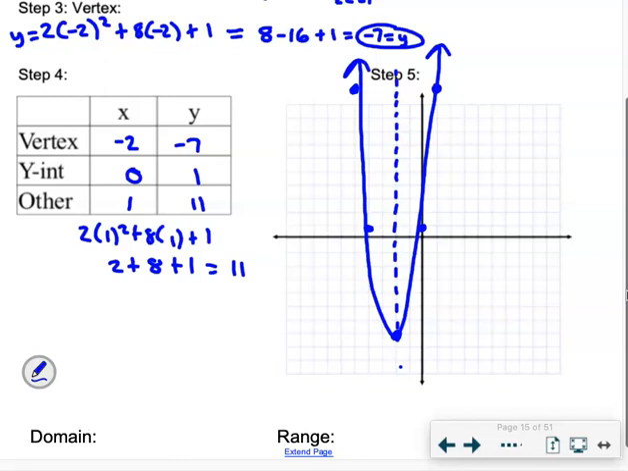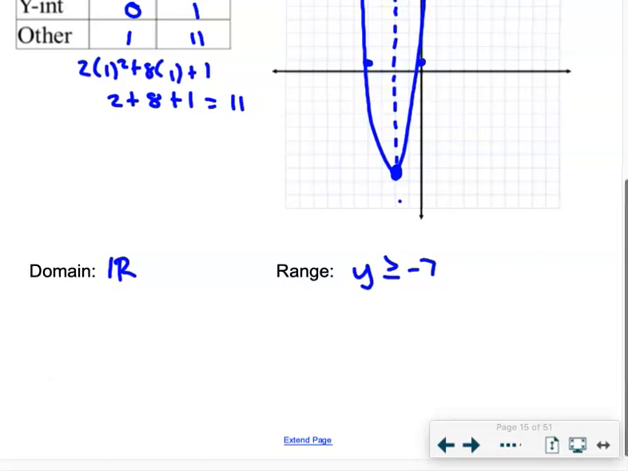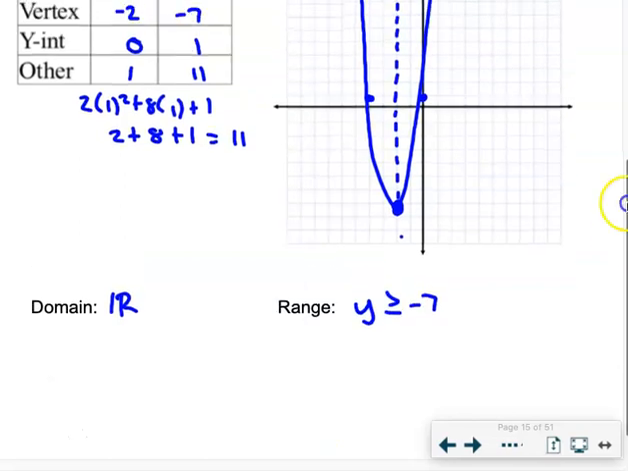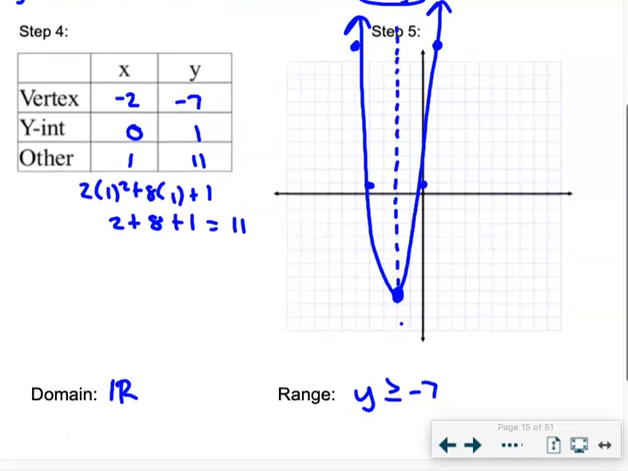The domain is all real numbers. The range is going to be greater than or equal to this time because I have a minimum here. The smallest y ever got was negative 7. So hopefully you're able to do some of those steps correctly. Go ahead and try on the assignment to get some of these done. It's a bit of a process, but if you can remember negative b over 2a, it seems to go pretty well. All right, have a great day.